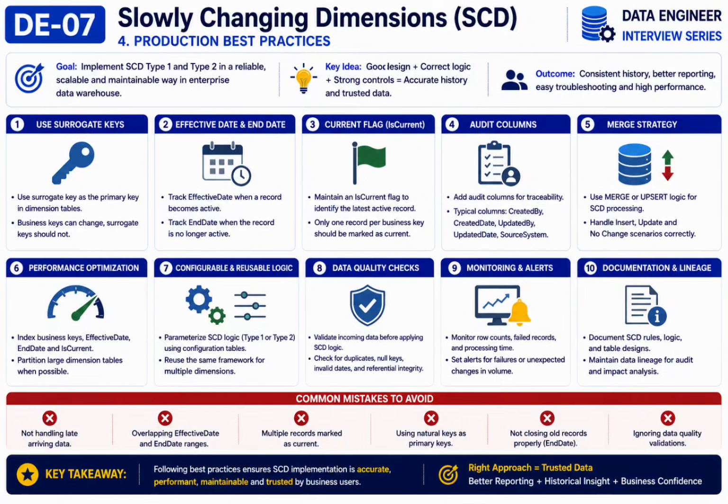Some common mistakes I see in projects are overlapping effective date ranges, then multiple current flag values for the same business keys. Also, forgetting to close old records. Then using business keys instead of surrogate keys. So ignoring audit columns. So avoiding these mistakes makes the SCD implementation accurate, scalable and production ready.